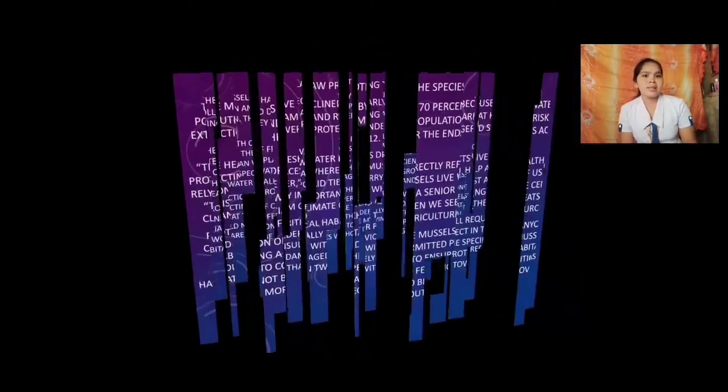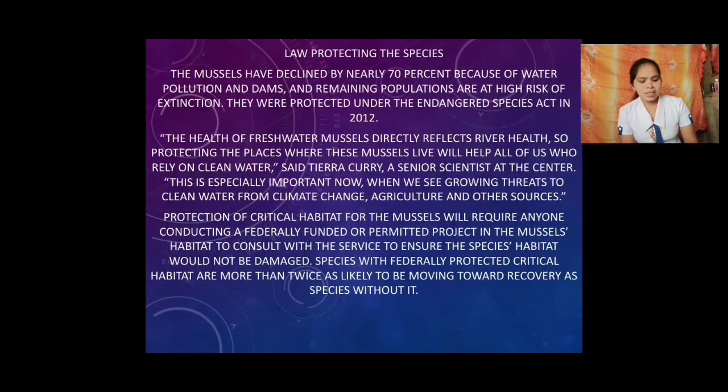Next is law protecting the mussels. So, the mussels have declined by nearly 70% because of water pollution and dams, and remaining populations are at high risk of extinction. They were protected under the Endangered Species Act in 2012.